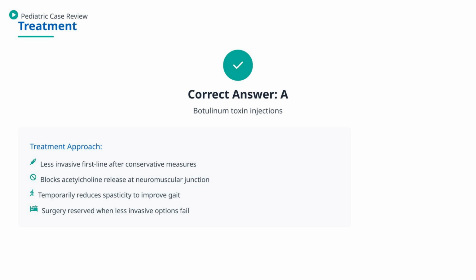Botulinum toxin injections. In a child with persistent toe walking despite physical therapy, botulinum toxin injections are typically the next step. This less invasive approach temporarily reduces spasticity by blocking acetylcholine release at the neuromuscular junction. Surgical options like dorsal rhizotomy or tendon lengthening are generally reserved for when less invasive treatments fail. Constraint therapy targets upper limb function.